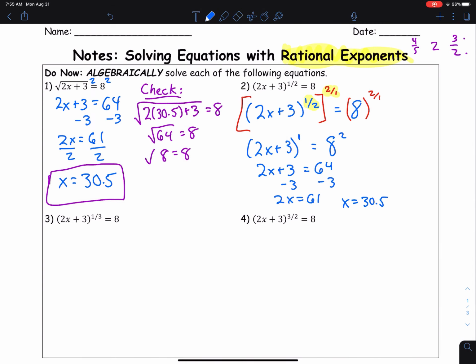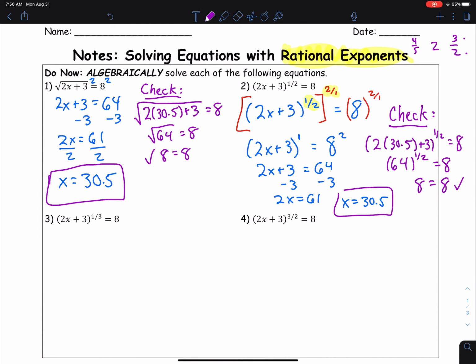I know it's the same equation, but just because we're in the habit of it, just make sure you check it. So that would be 2 times 30.5 plus 3 to the 1/2 equals 8. And you end up getting 64 to the 1/2 equals 8. And 64 to the 1/2 is just the square root of 64, which is 8. 8 equals 8. So that is going to be our solution, 30.5.